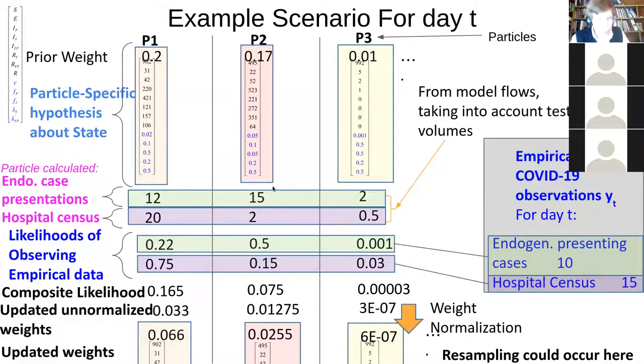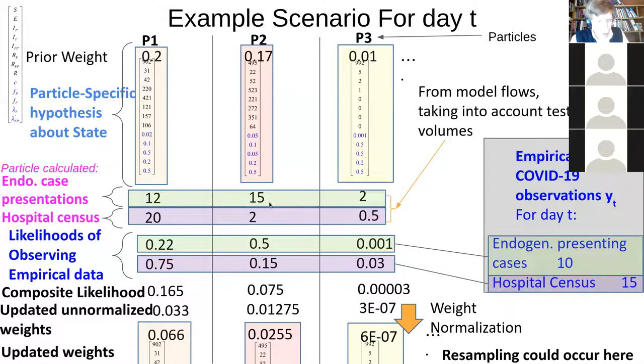And the same thing could be done for particle two. You know, particle one has done pretty darn well here. It expected 12 case presentations. We actually see 10 empirically, but you know, it's not too far off. It is a likelihood of 0.22 from the likelihood function, and this one maybe 0.75. It expected 20, it saw 15. And plugging those two into the likelihood, maybe we get 0.75.